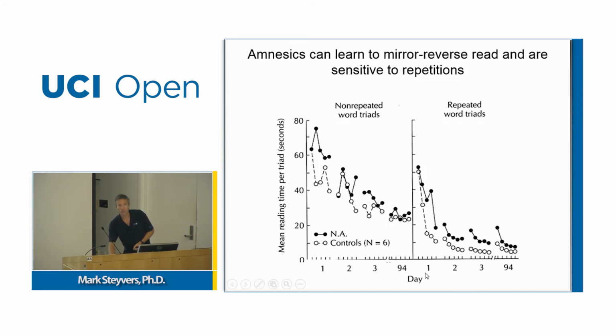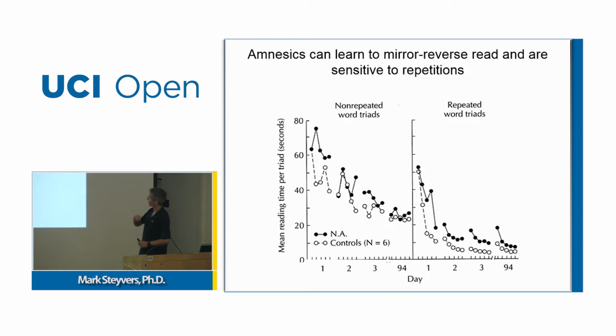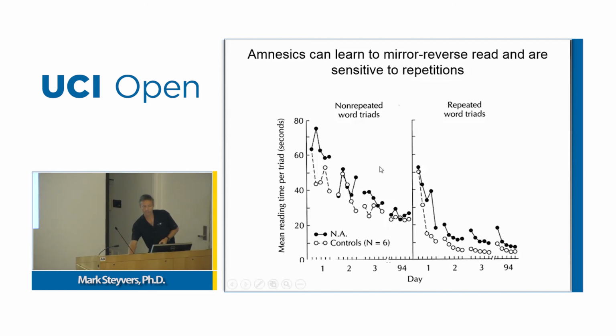Sometimes these words are repeated. Bedraggled was shown again and again and again. And it's not surprising that controls are better, more quick, on these repeated word triads than on the non-repeated word triads. You learn something about bedraggled. It's like you see it again and it's like, I know that one, it's bedraggled. So you have specific memories that are helping you out.